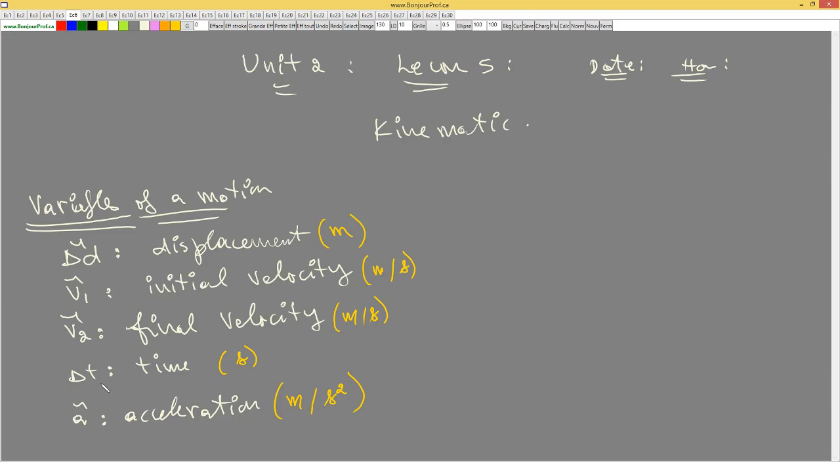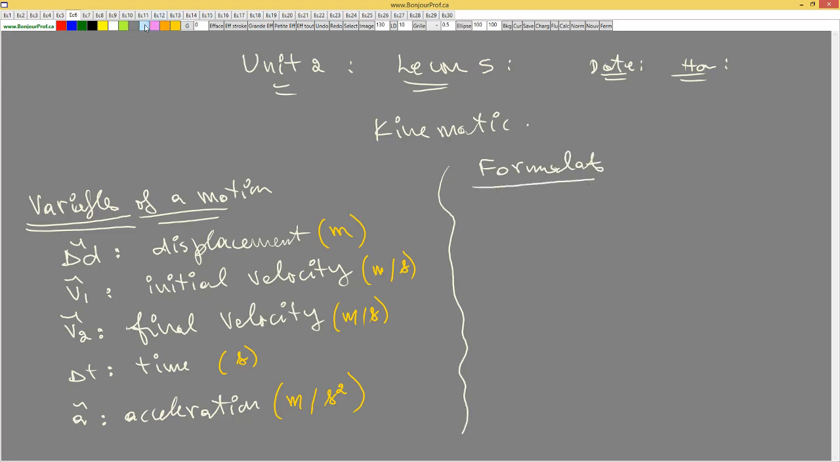I don't care about the object, if it is a car, a train, a plane, or anything, or even yourself moving. Okay, and here we have some more formulas. So we have some formulas.